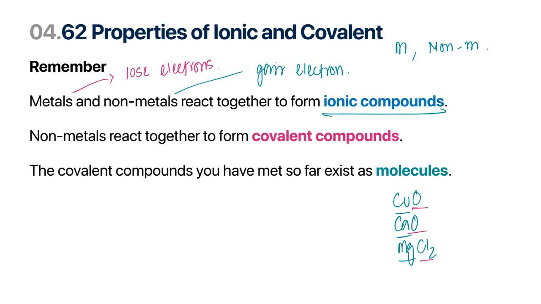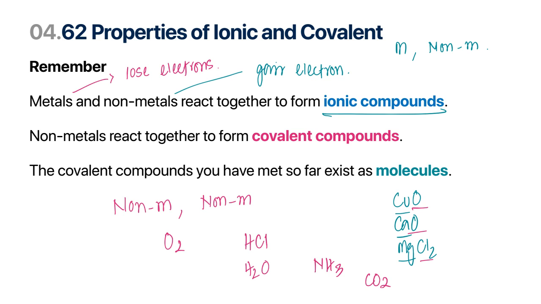Non-metals react together to form covalent compounds. So if ever you see a covalently bonded compound, for sure it'll be a non-metal bonded to a non-metal. Right? So O2, that's 2 oxygens, HCl, H2O. What else comes to mind? NH3, carbon dioxide. They're all non-metals. There's not really any such thing as a metal-metal bond, right?